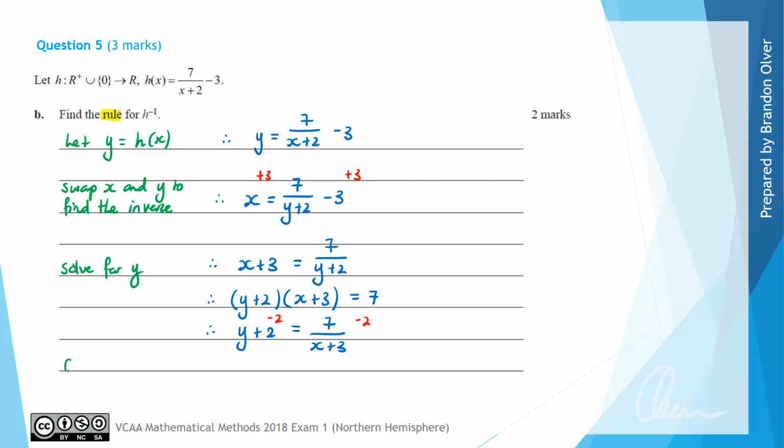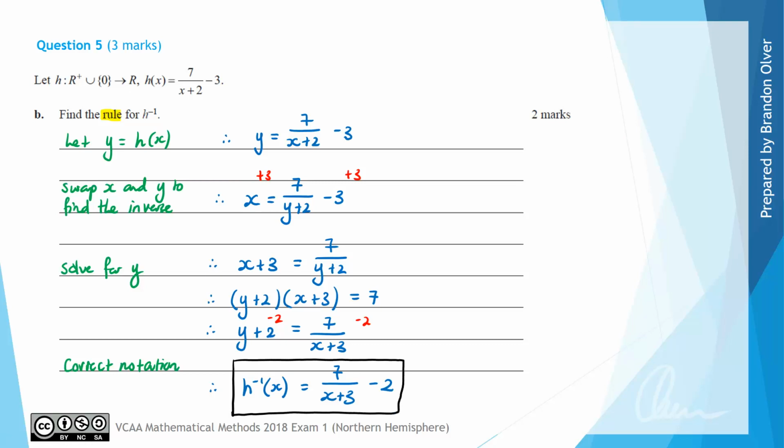As part of this final step, we're going to express the inverse with correct notation. So we find that h -1 of x, the inverse, is equal to 7 divided by x plus 3, subtract 2. So that is the rule for the inverse function, which is what we were asked to find for this question.